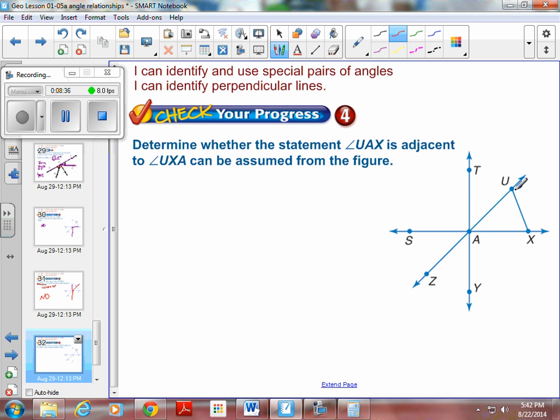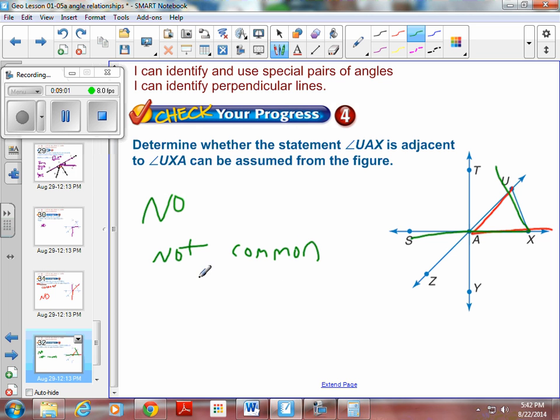Okay, UAX, and the other one is UXA. Are those adjacent? That would be a big no. Not a common vertex. This one has a vertex of A, this one has a vertex of X. So adjacent angles have to have the same vertex, and then their sides have to be the same.